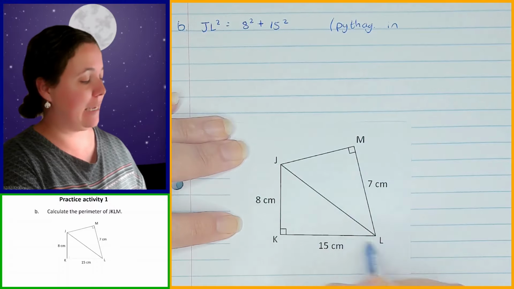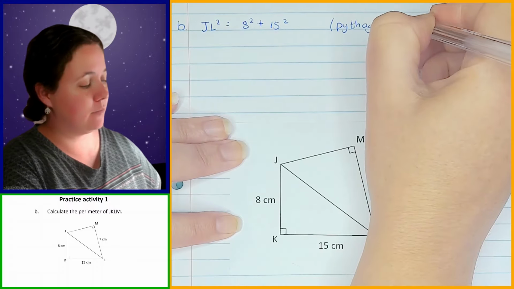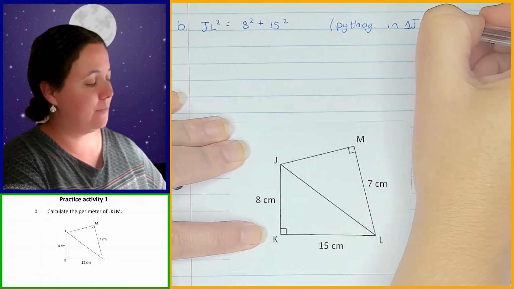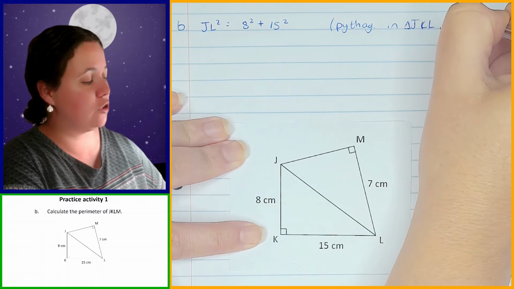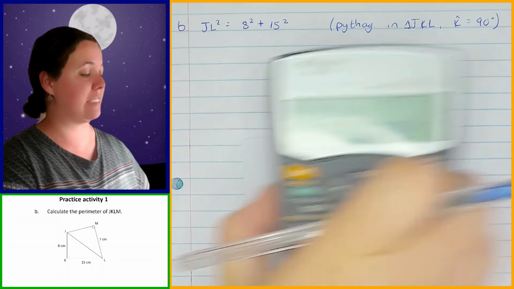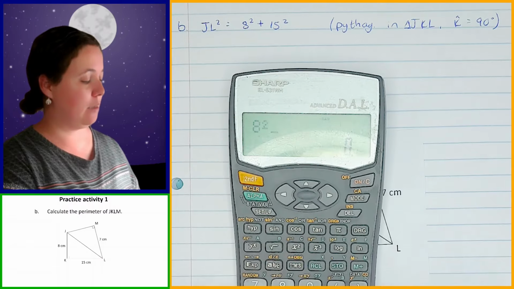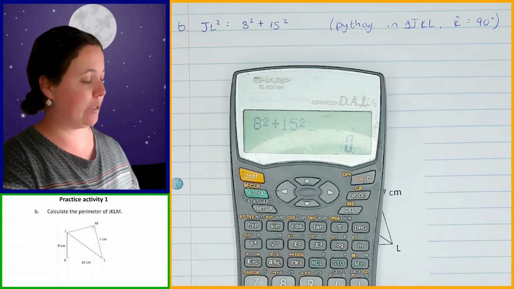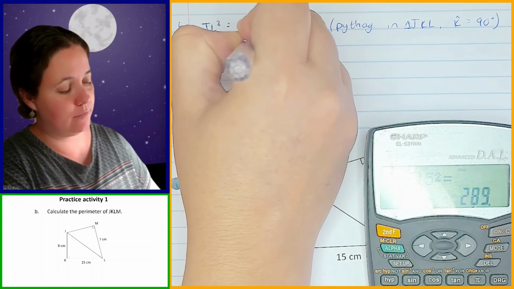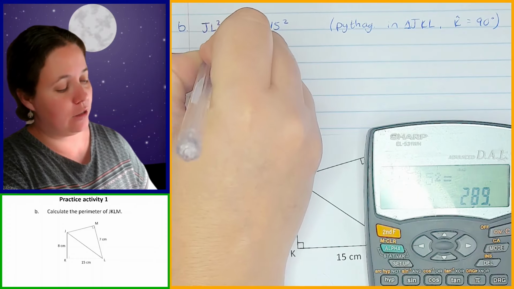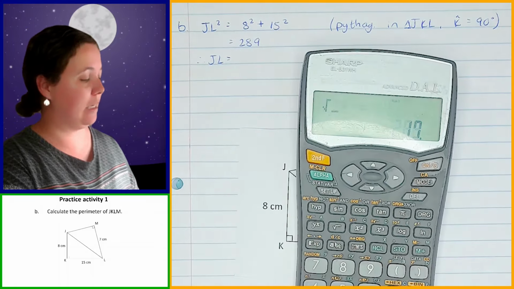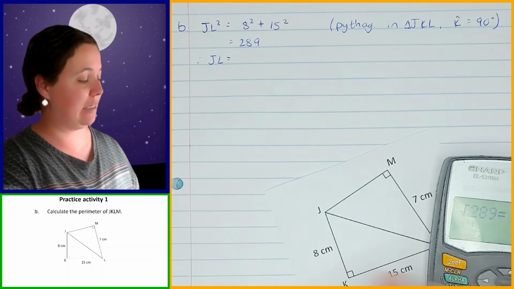In triangle JKL, with angle K equal to 90 degrees. Okay, so now let's go and work this out. So 8 squared plus 15 squared is equal to 289. So therefore, JL is equal to the square root of 289, which is 17 centimeters.